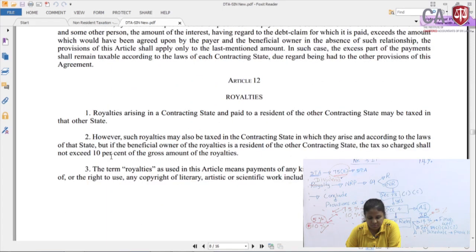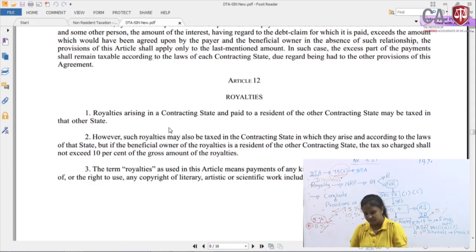And I'm taking the royalties, Article 12, royalty. Again, there is a conflict between the Act and the treaty. Come to this, Article 12, royalties. Royalties arising in a contracting state and paid to a resident of the other contracting state may be taxed in that other contracting state. Same thing, royalty paid to a Singapore company should be taxed in Sri Lanka.